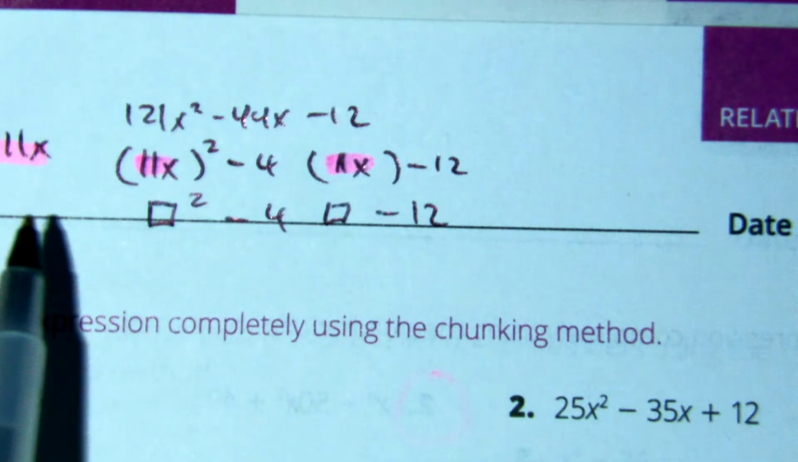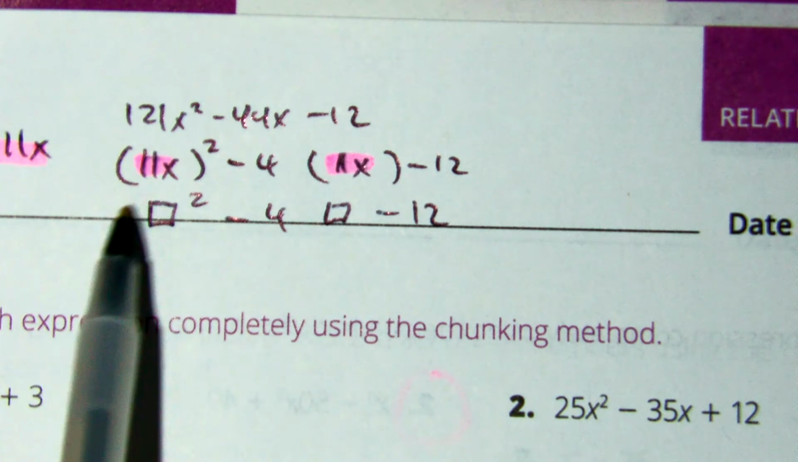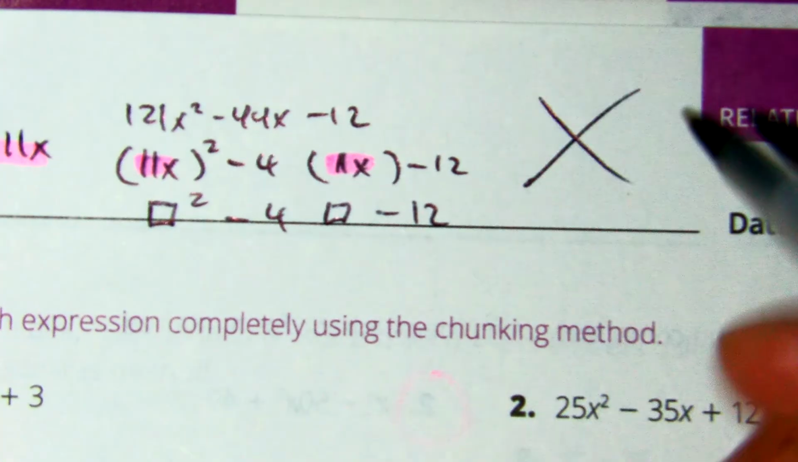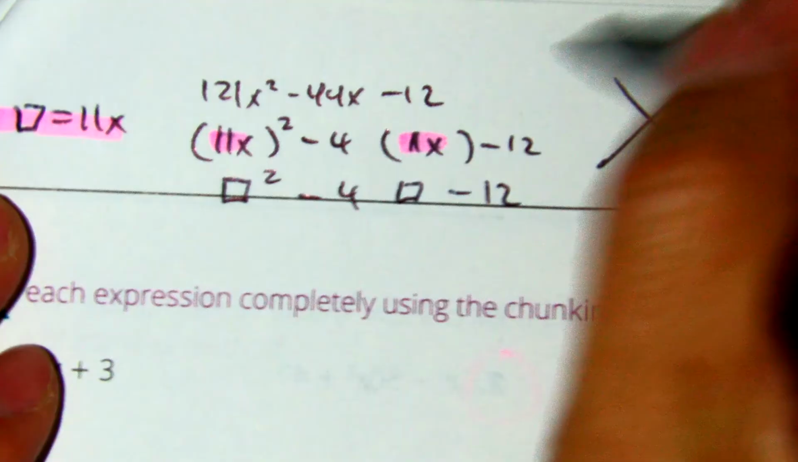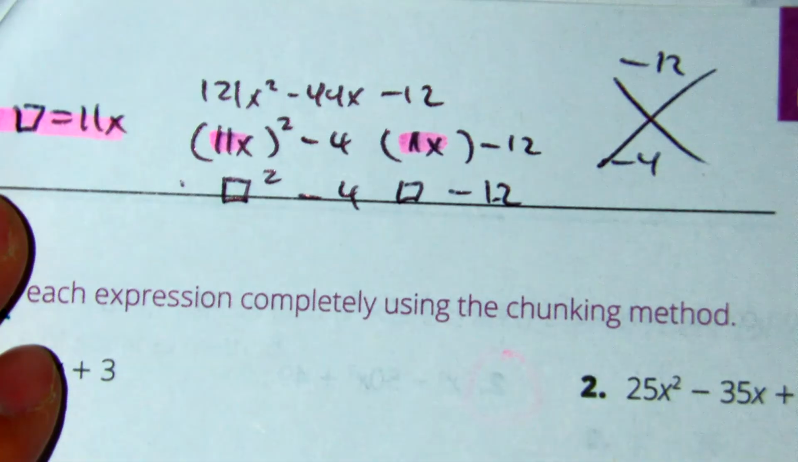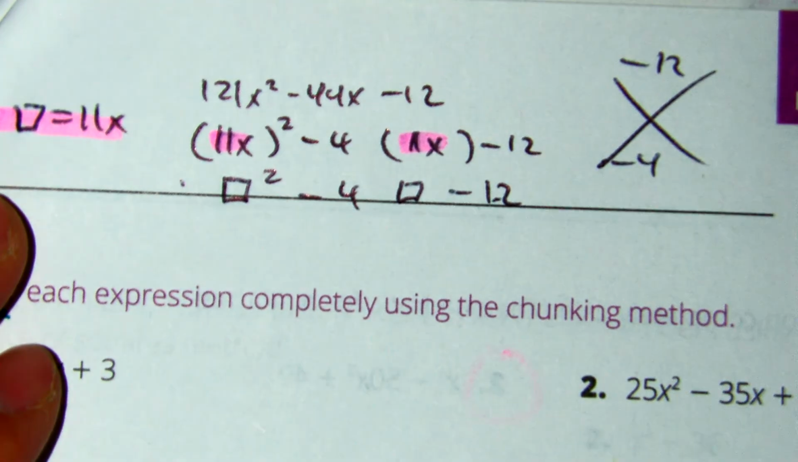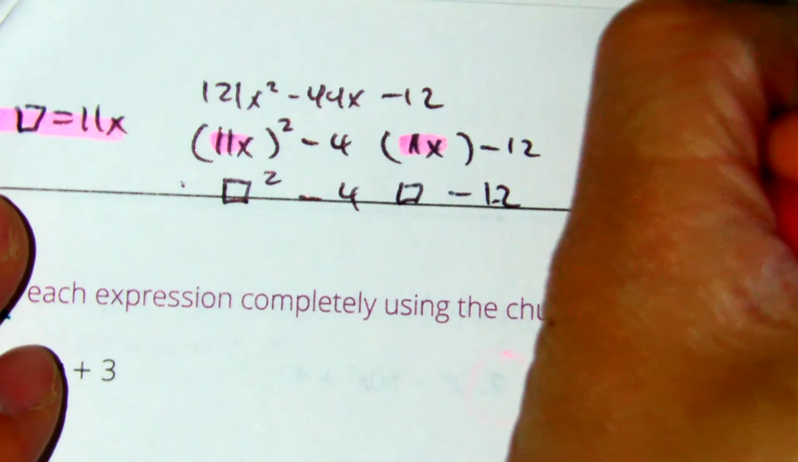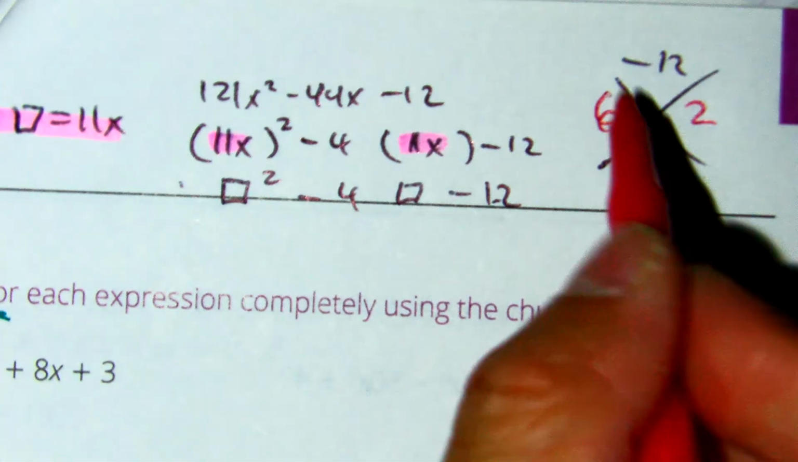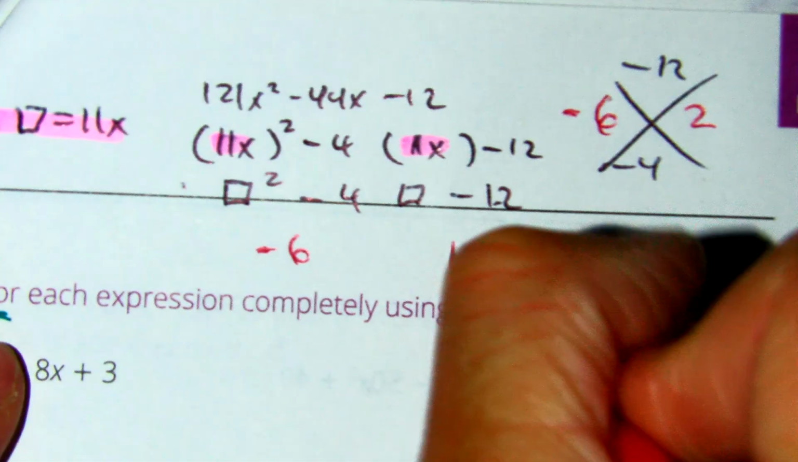The chunking method, what it's done is instead of using an a value that's really big, you've basically made your a value what number now? 1. A times c is negative 12. B value is negative 4. Two numbers that multiply to be 12 but add to be 4. What two numbers? 6 and 2. Which one is negative? So now I'm going to have 6 and positive 2.